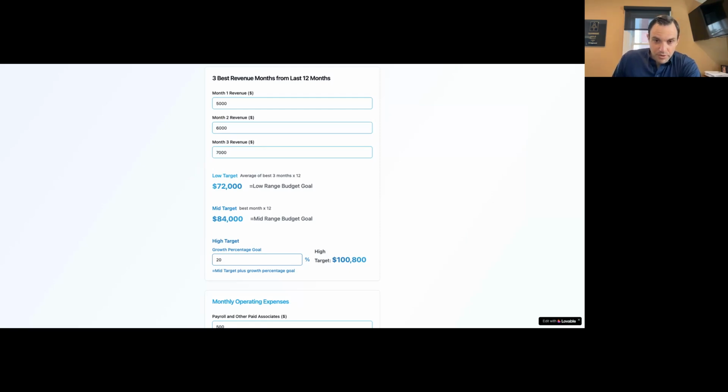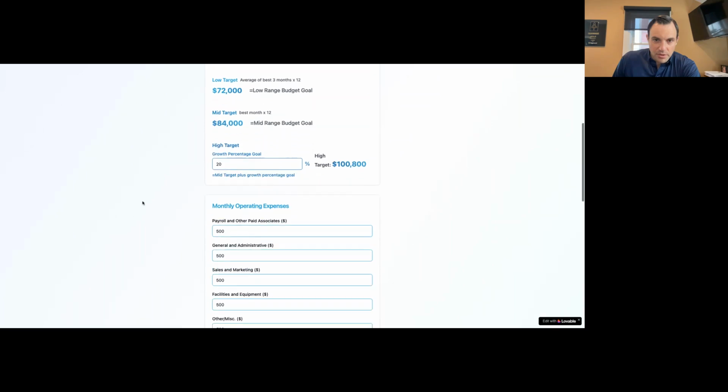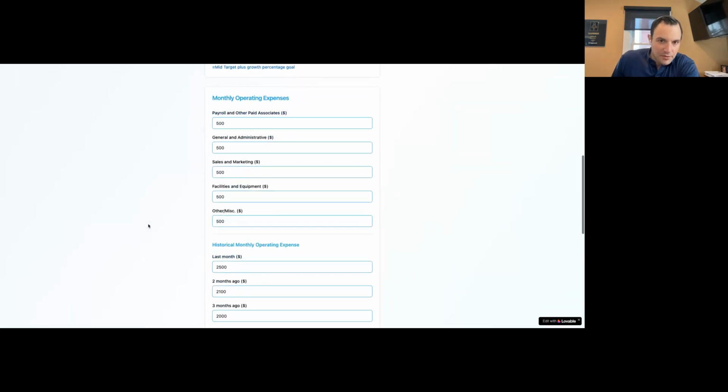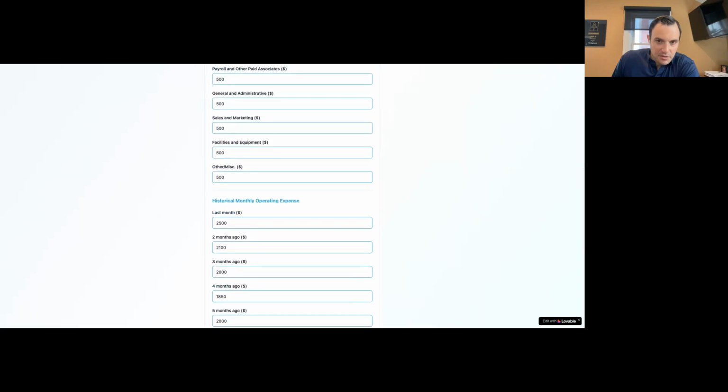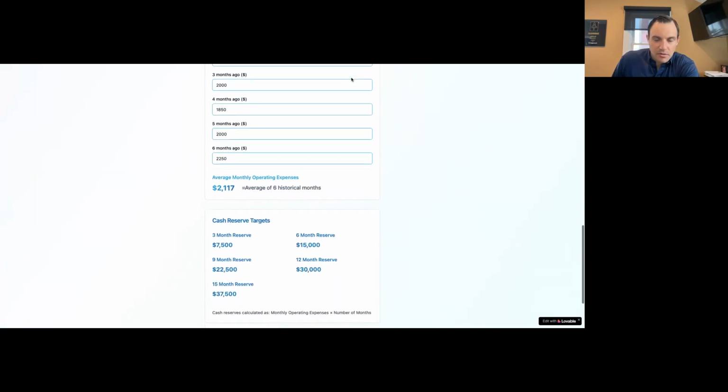Then we'll put down our growth percentage goal for the budget. Again, that's what you want to make it. Here I just illustrate 20%. So I'm going to break down my monthly OPEX into these categories: payroll, general admin, sales, marketing, facilities, and then just miscellaneous. So if this made up the last month of 2,500 bucks, I do want to go back 6 months as well, just to see historically what's going on there. And then I'll get an average monthly expense number, right?